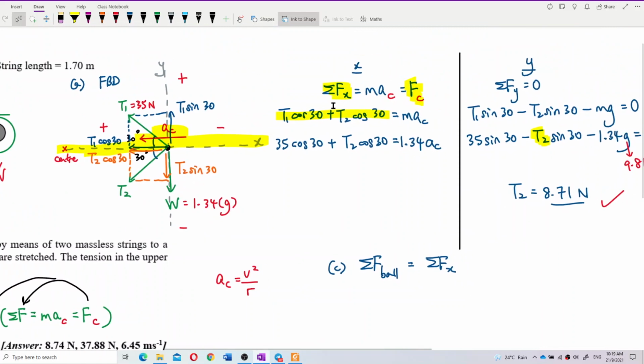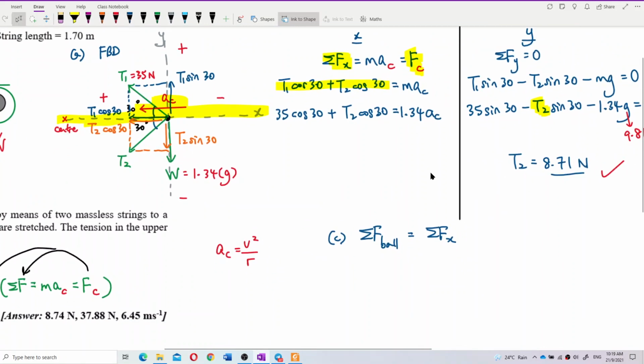Only exists in the x component. And it is also the FC itself. It's also the centripetal force itself. But we don't have the AC. So we have to depend on the left hand side. We cannot use the right hand side. We can only use the left hand side. Okay? So the resultant force on the ball is the resultant force in the x component.